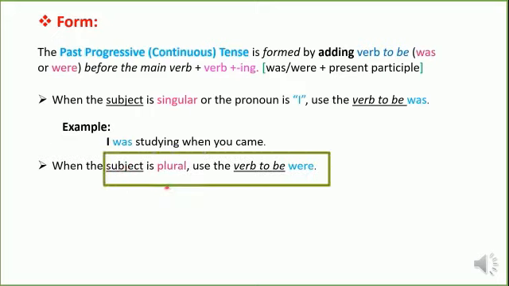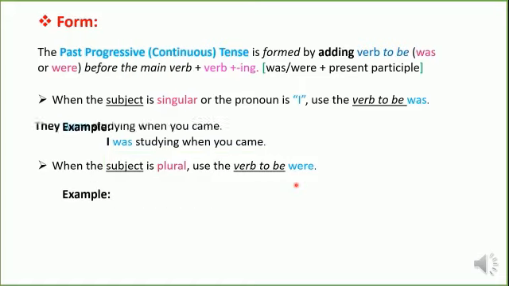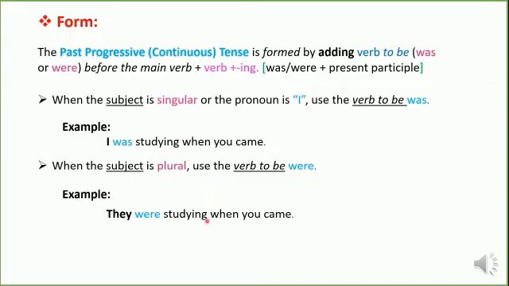When the subject is plural, use the verb to be were. Now look at this example. They were studying when you came. Do you see? Here we have they, which is a plural subject. We use were plus verb plus ing. Here, I, which is a personal pronoun, okay, use was, verb study, and ing at the end of it.